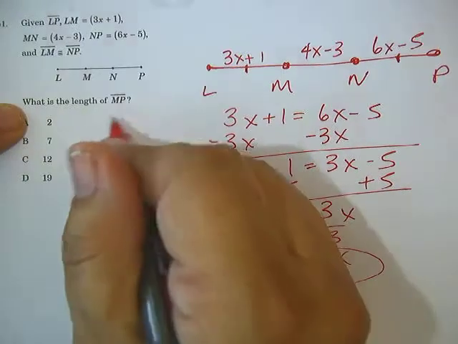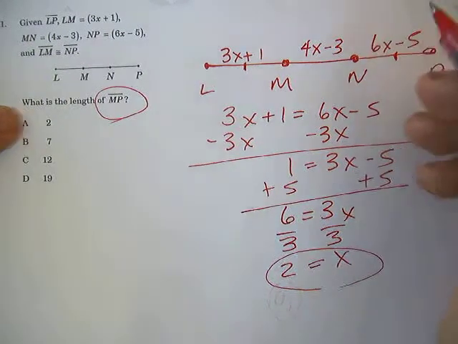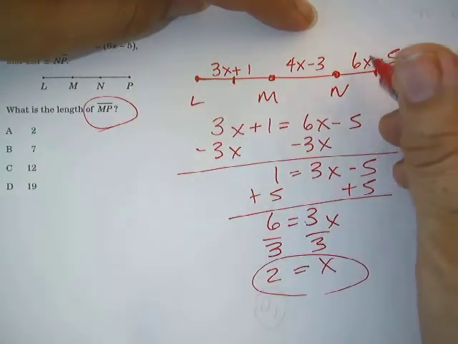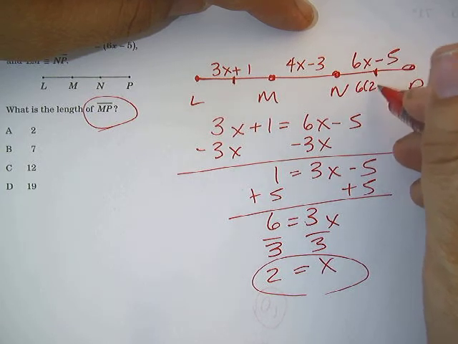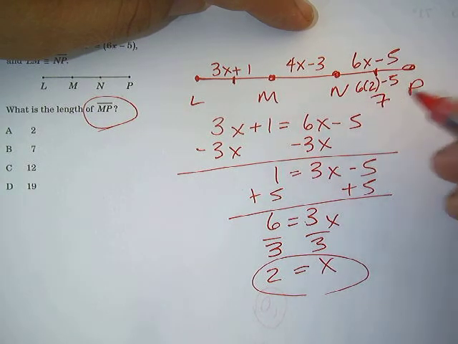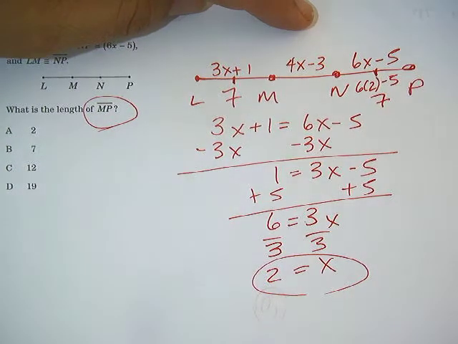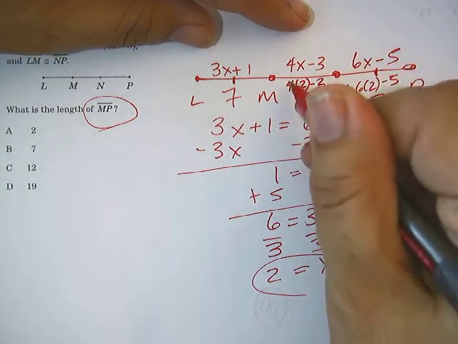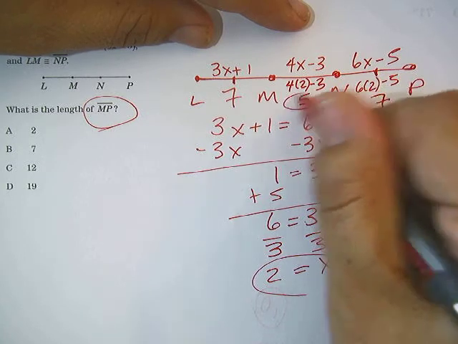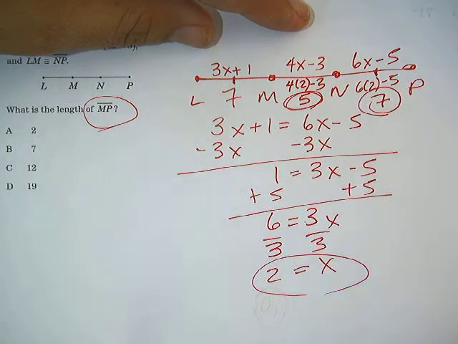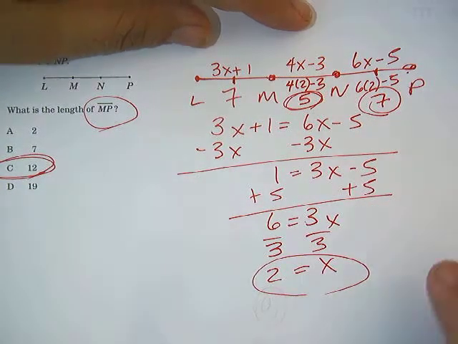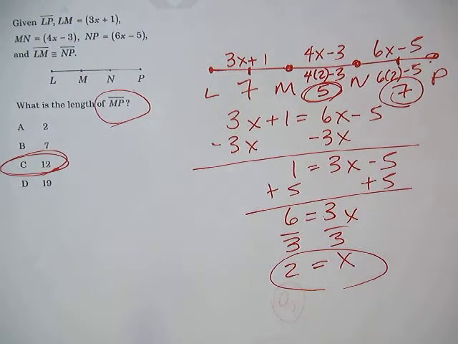But what does it ask for? It asks for the length of MP. So 2 is x, which means this is 6 times 2 minus 5. That would be 7. And these two are congruent, by the way. And 4 times 2 minus 3, 8 minus 3, is 5. All right, so that piece is 5, that piece is 7. They want from M to P, that is actually 12. Please make sure you are answering the right question when taking your EOC.